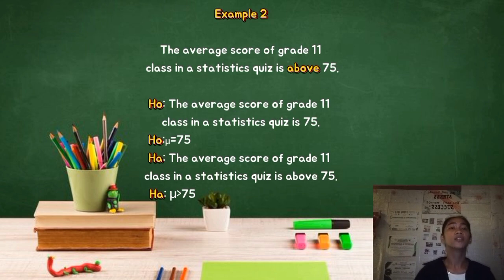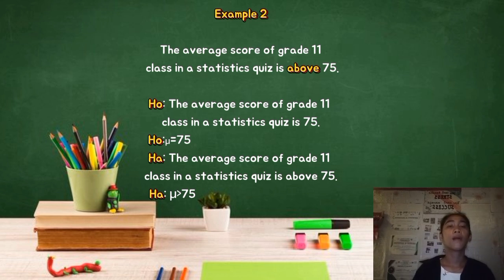Example number 2. The average score of a grade 11 class in a statistics quiz is above 75. In this statement, the word above was used. Therefore, this will be our alternative hypothesis: the average score of a grade 11 class in a statistics quiz is above 75. And the symbol: mu greater than 75.